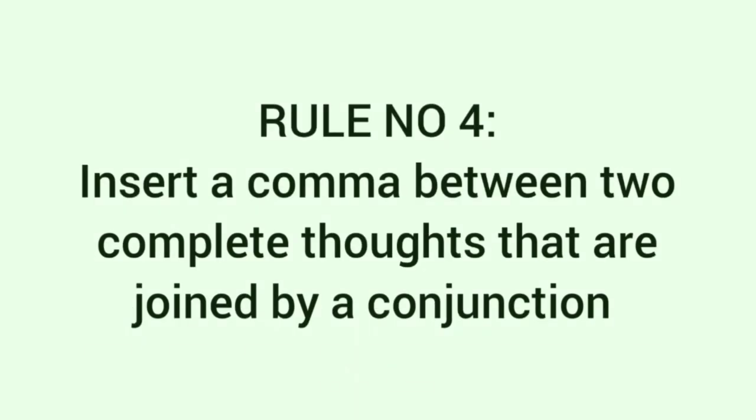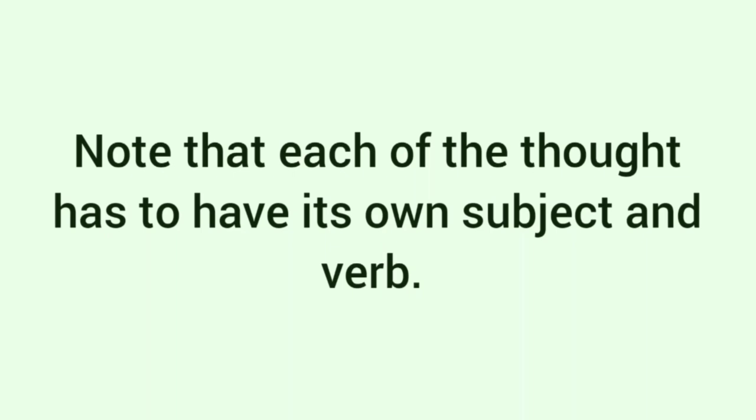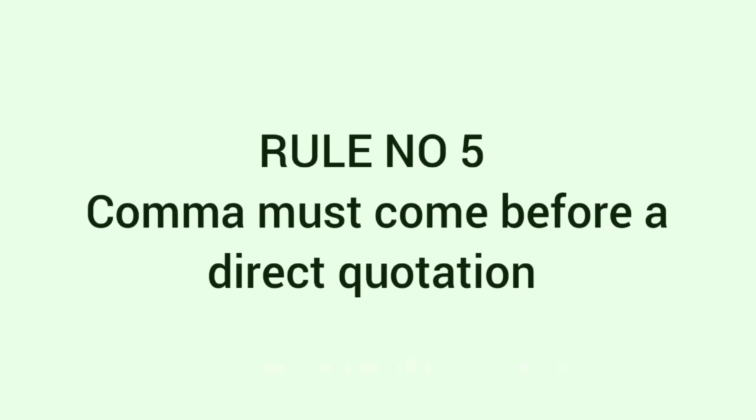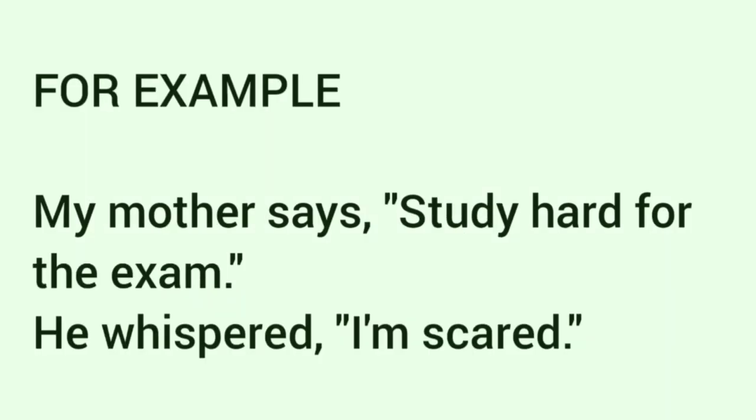Rule number 4: insert a comma between two complete thoughts that are joined by a conjunction. Each of the thoughts has to have its own subject and verb. For example, I went to the store and I bought some milk. She wanted to go to the beach, but it was raining outside. Rule number 5: a comma must come before a direct quotation. For example, my mother says, "Study hard for the exam." He whispered, "I'm scared."